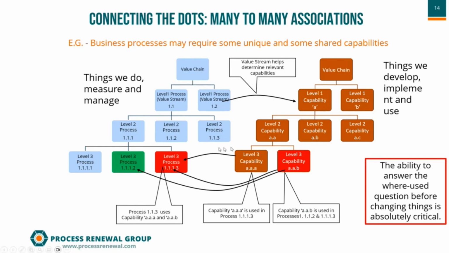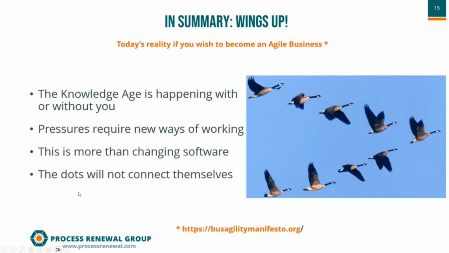So this is just 2 domains, but all the various domains will connect together. And you need to be able to say, if I click on process 1.1.3, I get a list of the capabilities. If I click on A.A.B, I get a list of all the processes. Now I can be smarter about making sure that I do the right things in my detailed enterprise architecture.